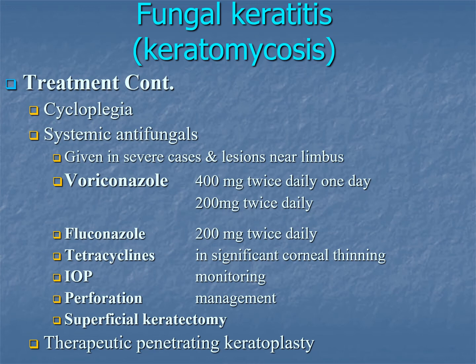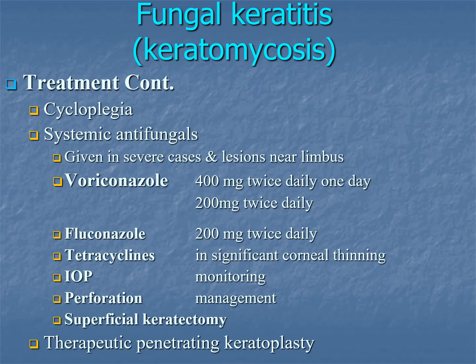We can give voriconazole 400 milligram twice daily for one day and then followed by 200 milligram twice daily. Fluconazole can be given 200 milligram twice daily, and tetracyclines, particularly doxycycline, 100 milligram twice daily if there is significant corneal thinning present. Always monitor for intraocular pressure and watch for perforation.